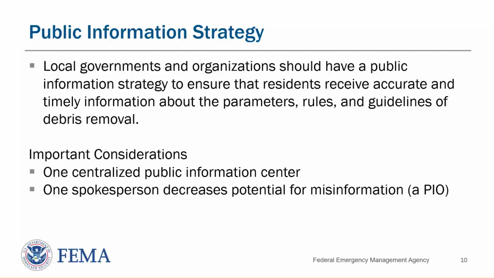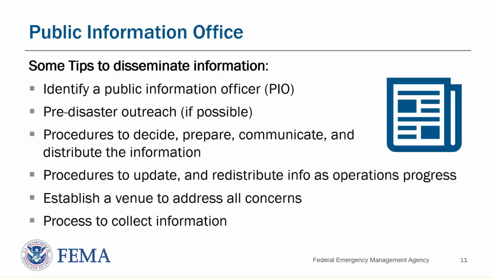Important considerations with the information strategy would be one centralized information center or person, and then one spokesperson, like I was saying, to decrease potential for misinformation. So a public information officer or a public information team can be really important to get the information out there. A public information office will help you disseminate information.